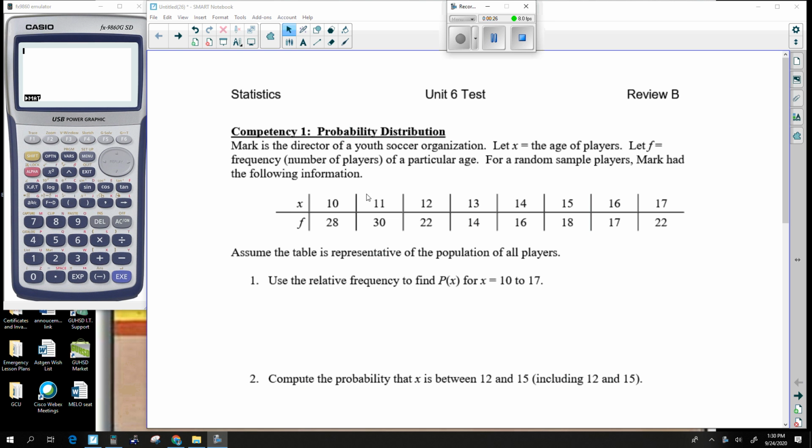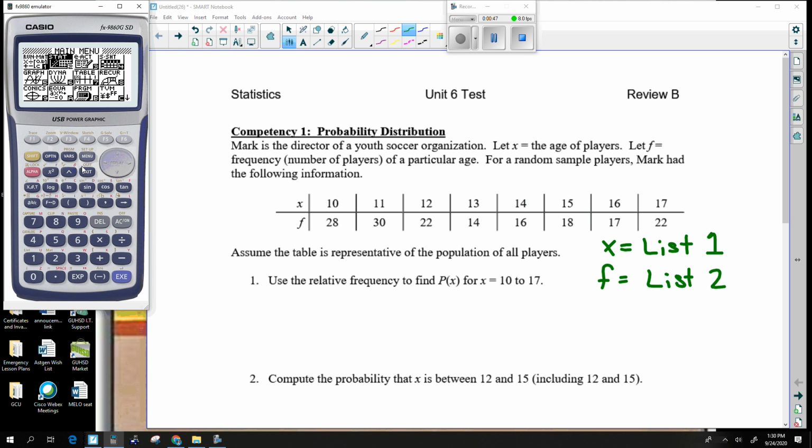The key to success on this is, again, set up your calculator. So X is the list, so these are the actual numbers, and the number of them is the frequency, which we'll put in as list 2. So that's where we're going to start right now. So we set up our calculator. If there's stuff in there, get rid of it.